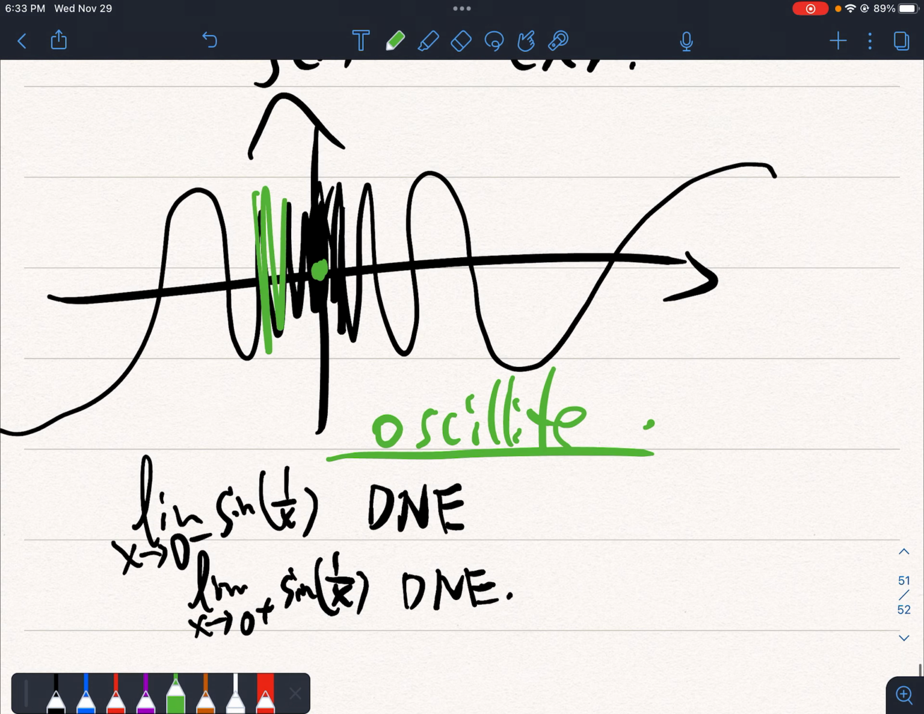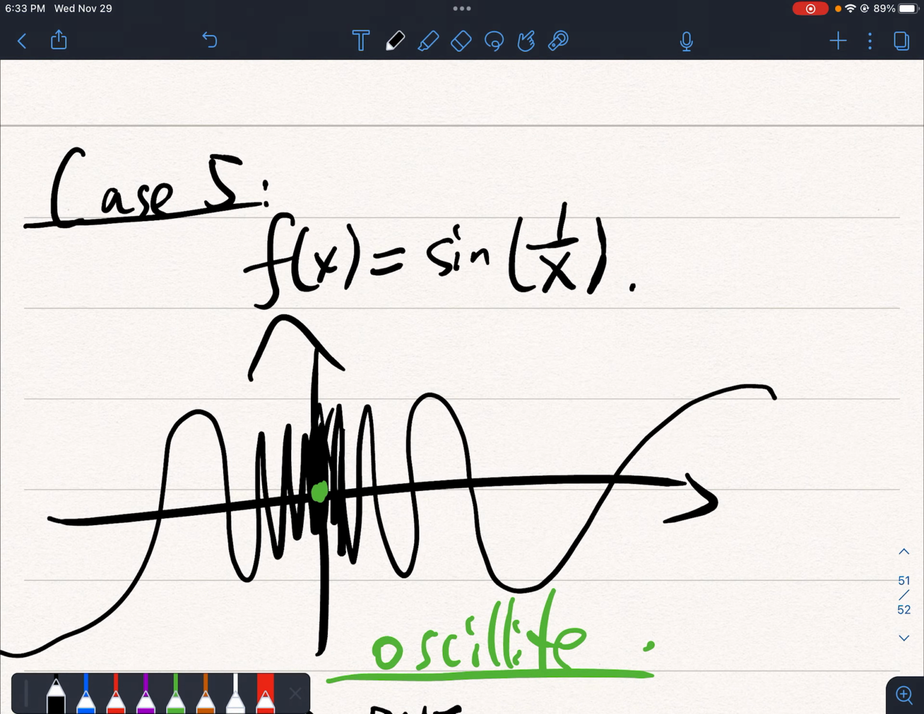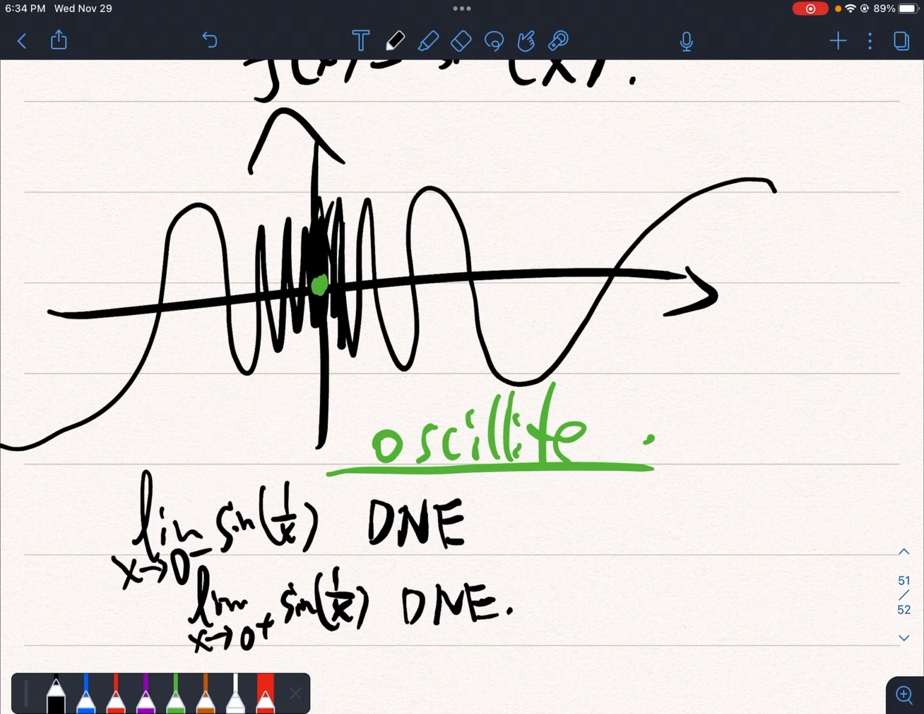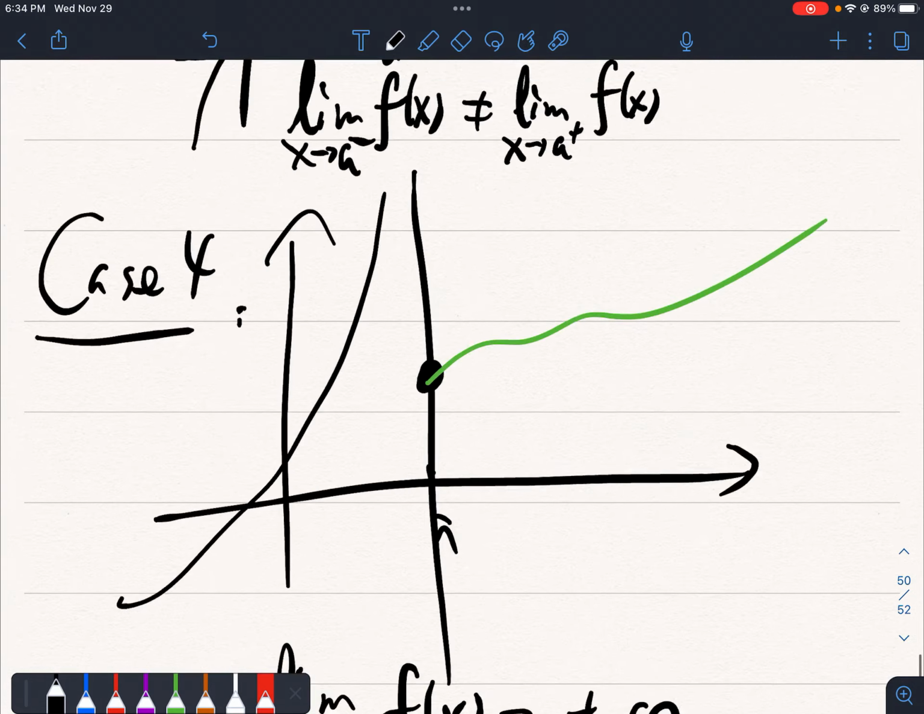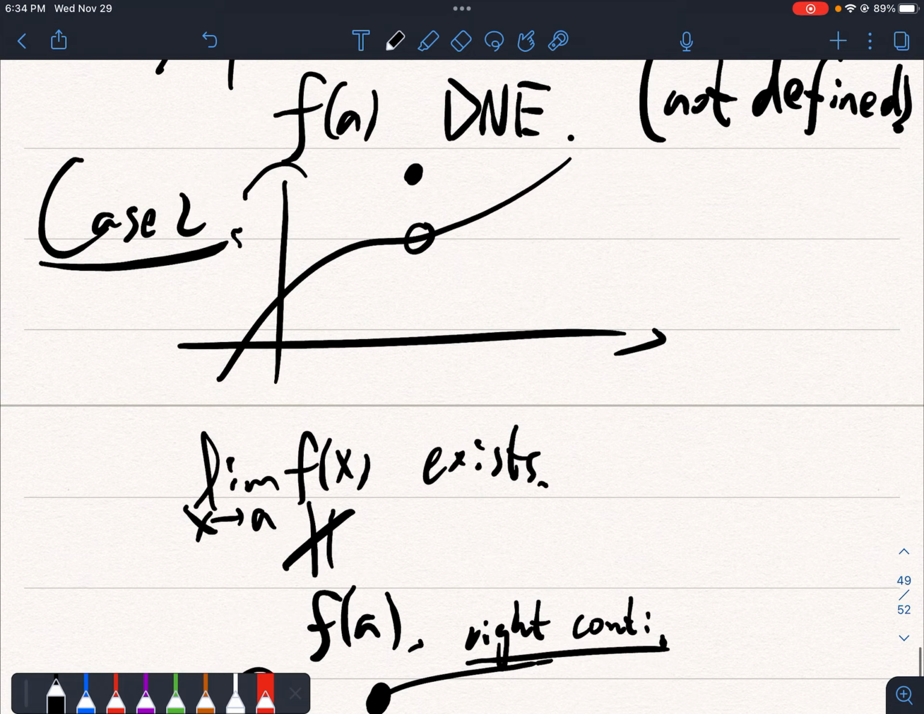And it does not exist because of a very, very special reason, because it oscillates, okay? Because it oscillates from minus 1 to 1. So this is very special. Okay, so this is also a kind of discontinuity. And these are actually basically all the discontinuities that we will see, at least in calculus. Okay.